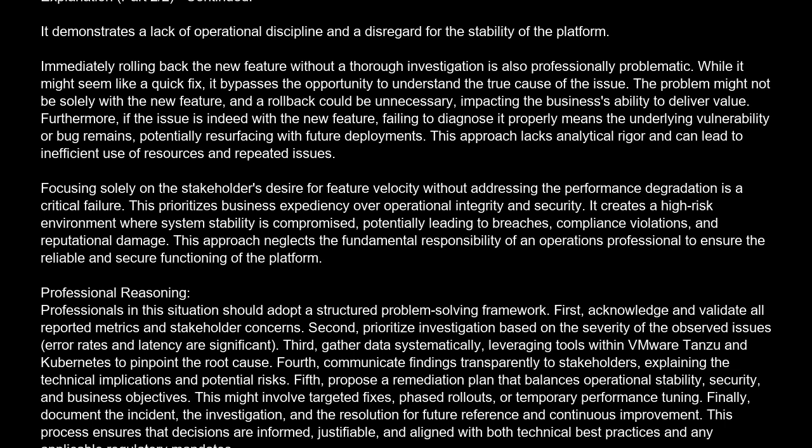Fifth, propose a remediation plan that balances operational stability, security, and business objectives. This might involve targeted fixes, phased rollouts, or temporary performance tuning. Finally, document the incident, the investigation, and the resolution for future reference and continuous improvement. This process ensures that decisions are informed, justifiable, and aligned with both technical best practices and any applicable regulatory mandates.